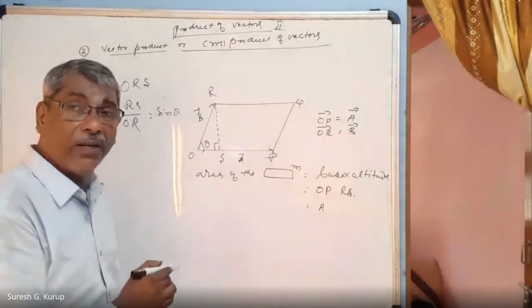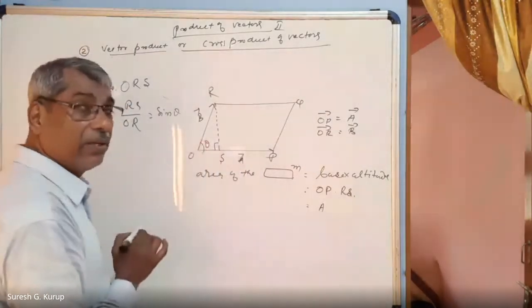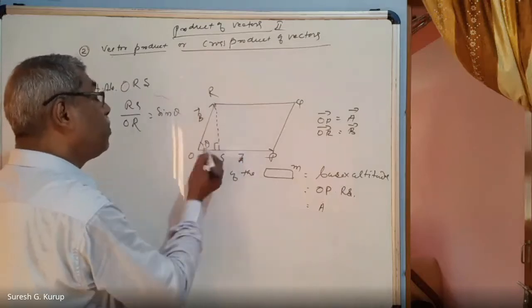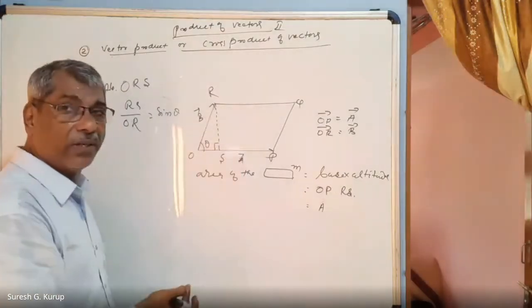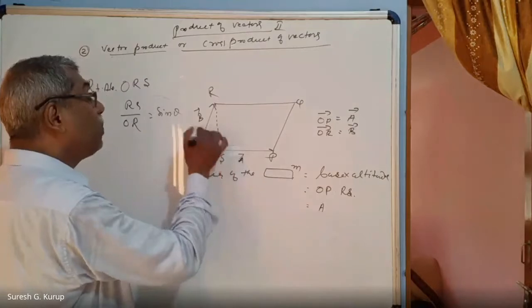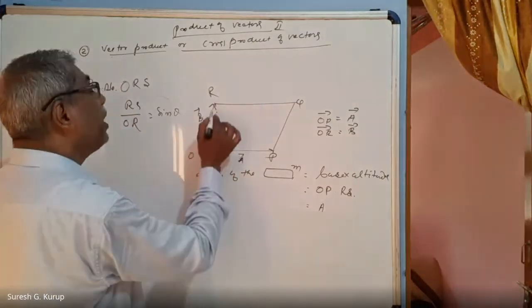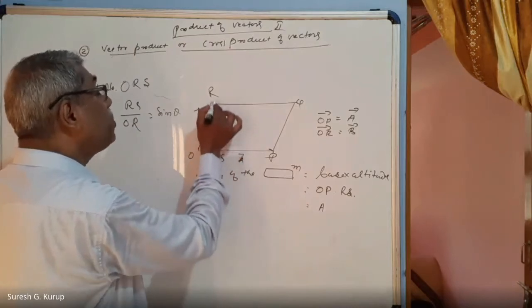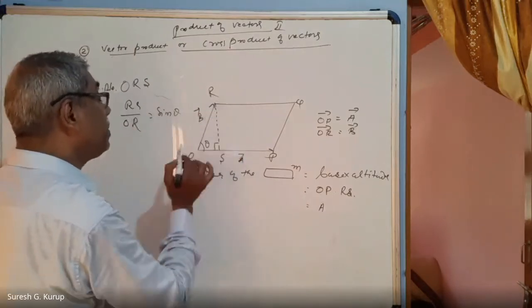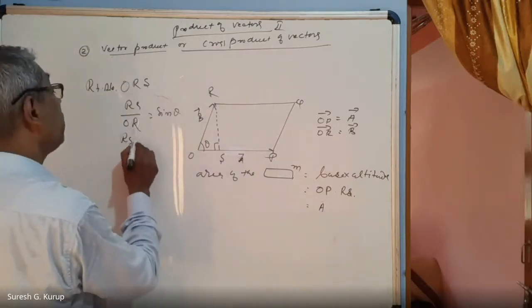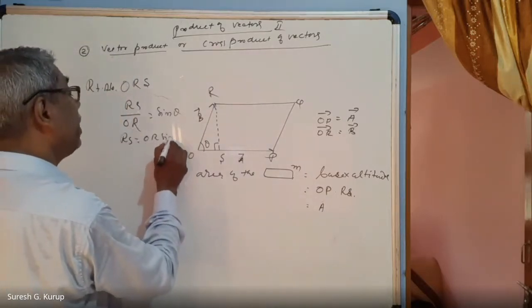The right angle is at S. This is the opposite side: the side which is opposite to the angle is called the opposite side. The side which is opposite to the perpendicular is called the hypotenuse. Therefore, sin theta is equal to the opposite side RS divided by the hypotenuse OR. Therefore, RS is equal to OR sin theta.